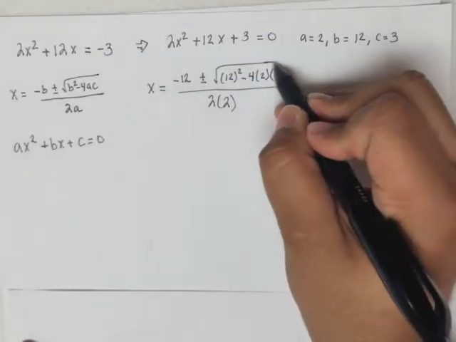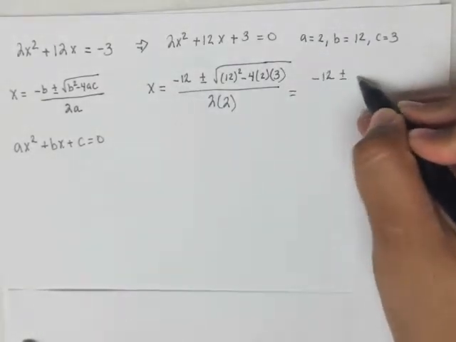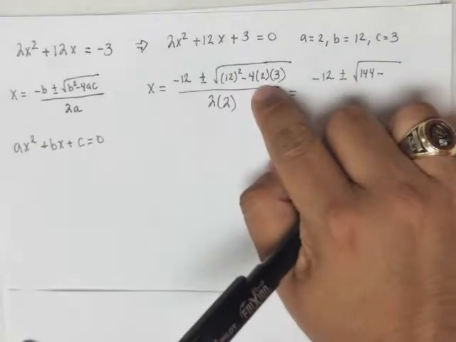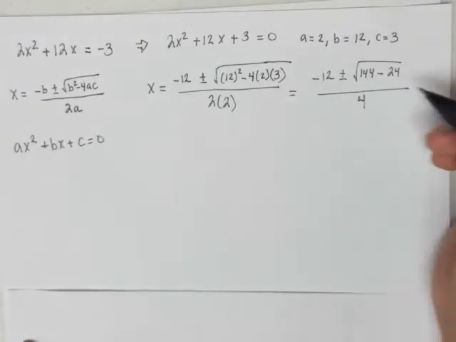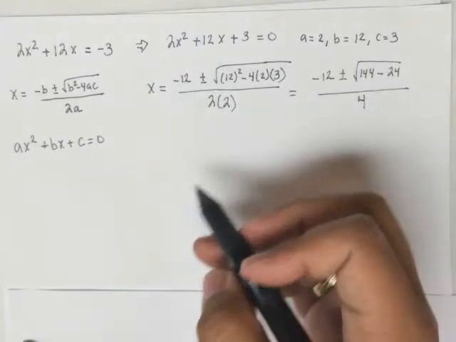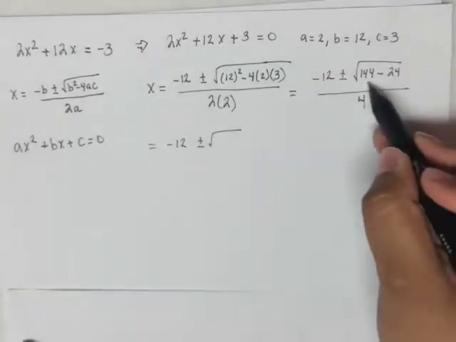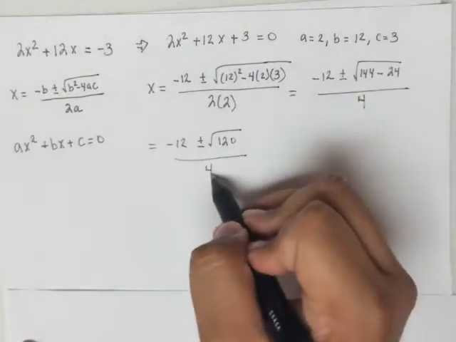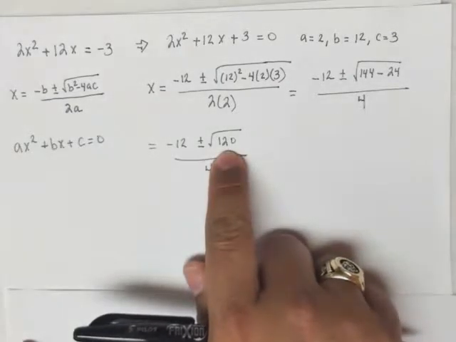So now let's just simplify this and clean it up a little bit more. This is negative 12 plus and minus the square root of 144 minus 4 times 2 is 8 times 3, 24, all divided by 4. Okay, great. Now we've got something that we just need to break down a little bit more. So this isn't terribly bad. Let's see here, negative 12 plus and minus the square root of 144 minus 24 is 120, and then all divided by 4. Okay, now what we need to do is break up 120 in terms of perfect squares.